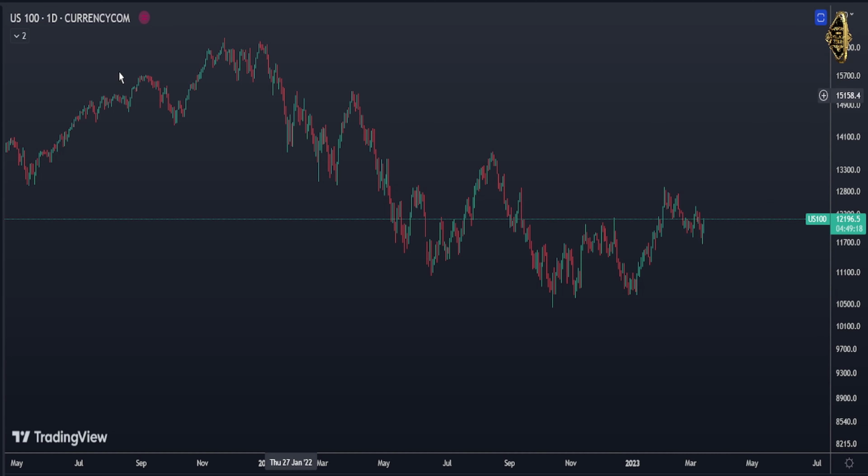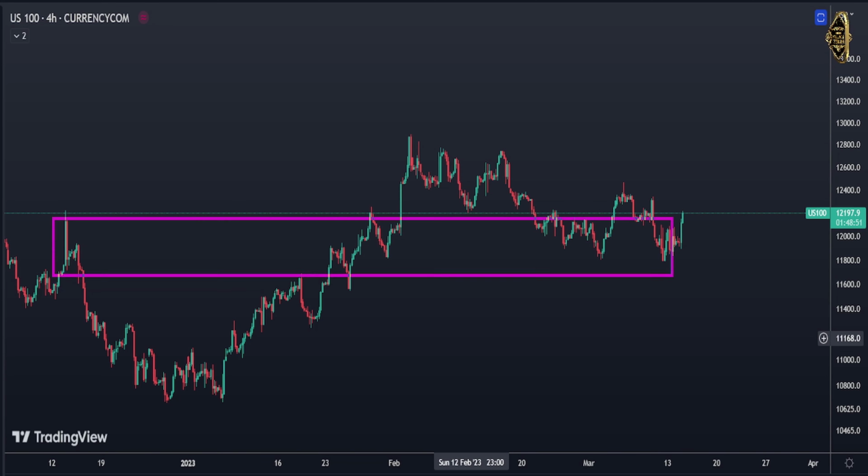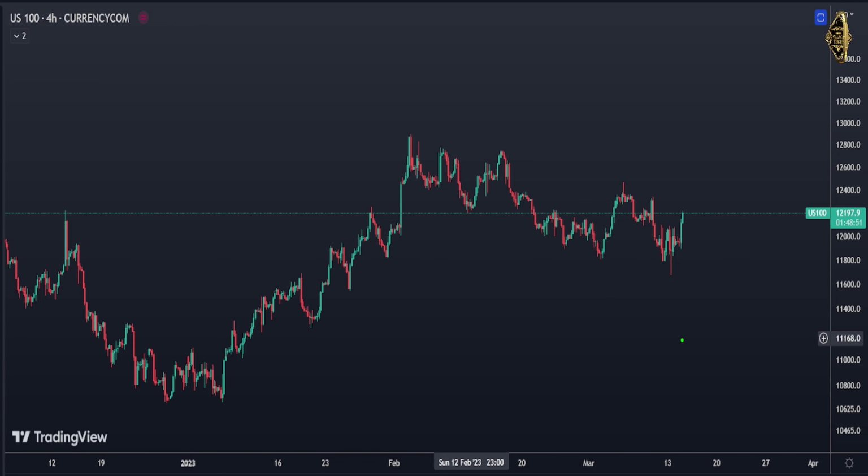Now we're going to the 4 hours to see what the Nasdaq 100 is doing today. So here we are in the Nasdaq 100 in the 4 hours. Look at that level here. That level is a very, very strong level, and the market couldn't break it the first time. Now it went back to it and it couldn't break it again. As you see, look with me here, in here and here, the market couldn't break that level, exactly.